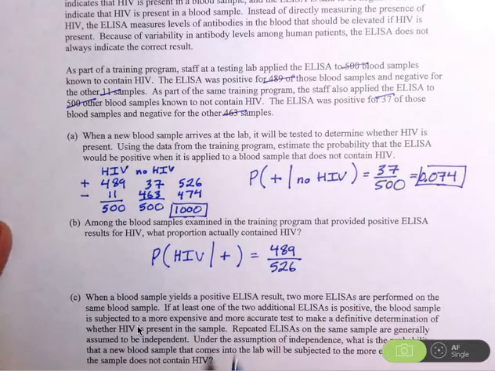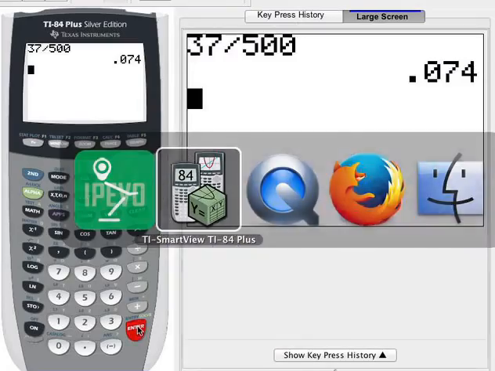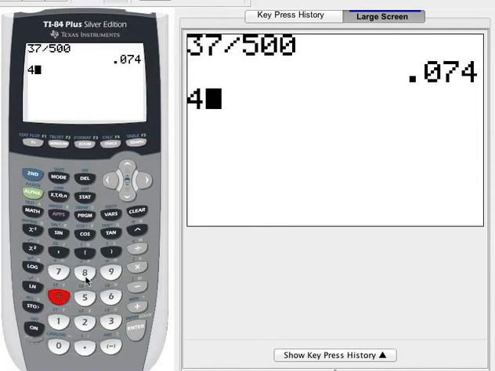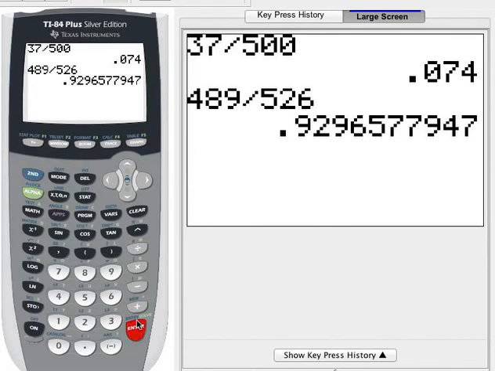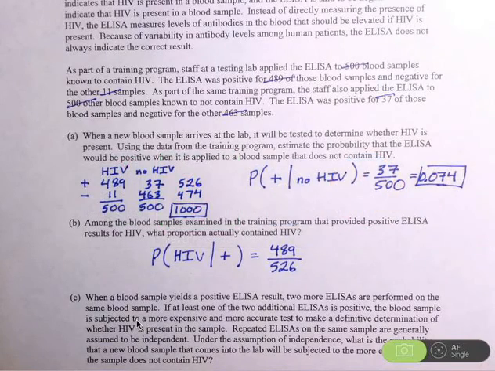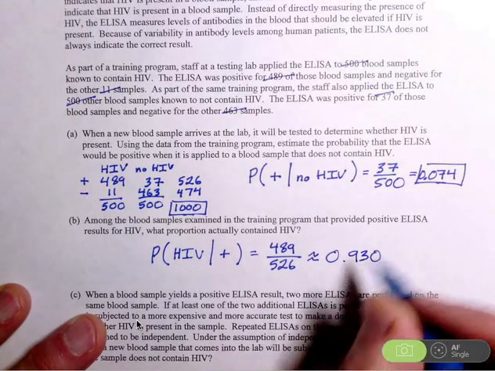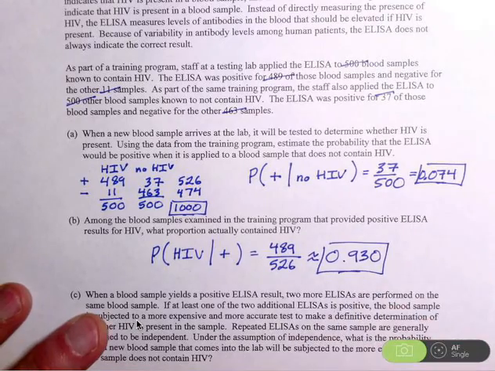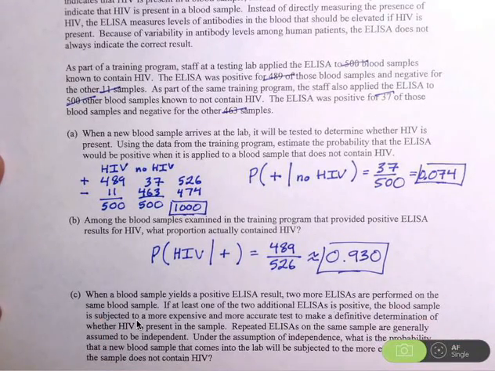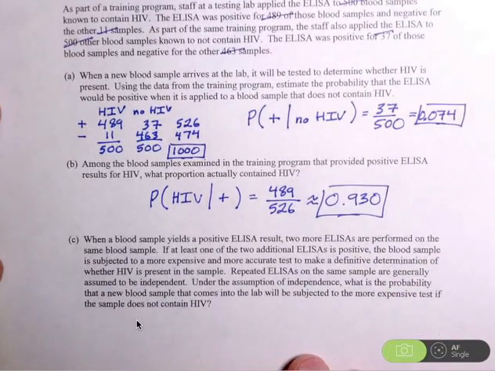So the fraction is very important. 489 divided by 526. I don't remember what that is. There we go. We'll call it 0.930 approximately. So by far and away, those two pieces of the question are the most important parts of the question.